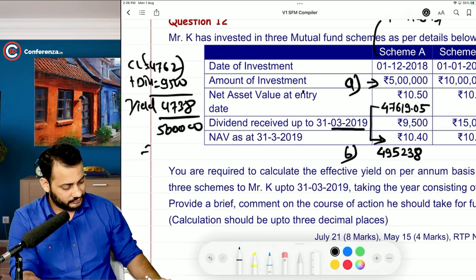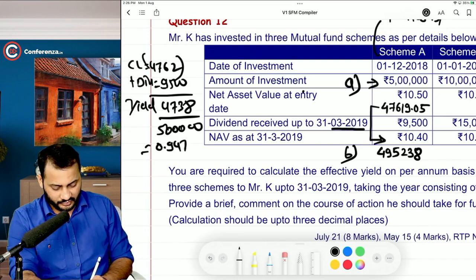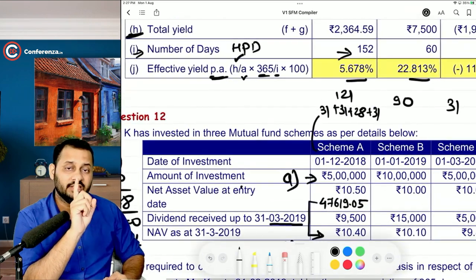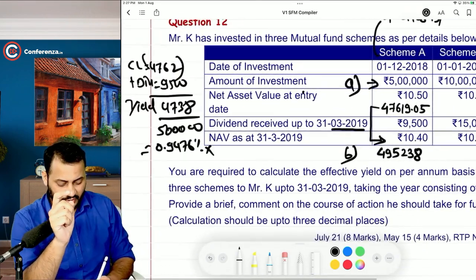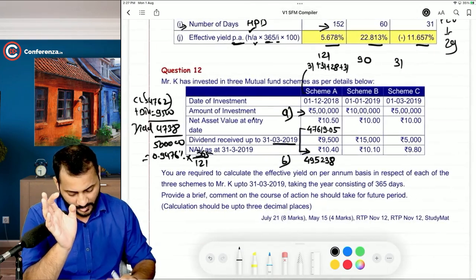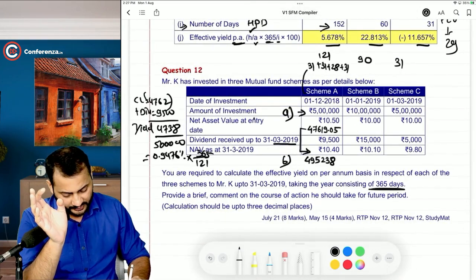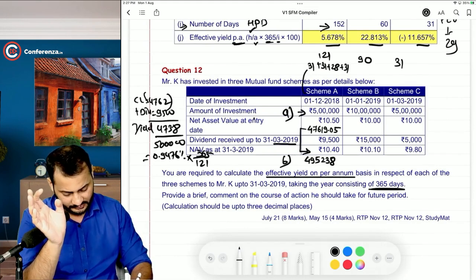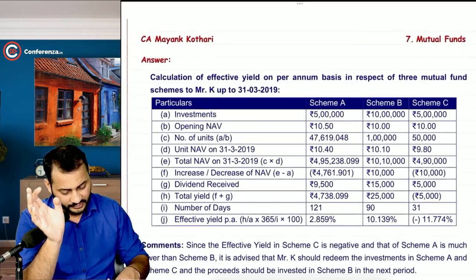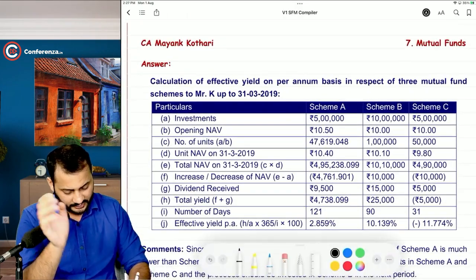So this is multiplied by 100. 0.9476% is the return for how many days? 121 days. The only thing that you have to do is divide it by 121 and multiply by 365 to convert it into an annual percentage. Have a look. You have to take 365 days. Okay, calculate the effective yield on a per annum basis, and that's it. Up to 3 decimals, the final answer should be. See the answer. Look at the answer.